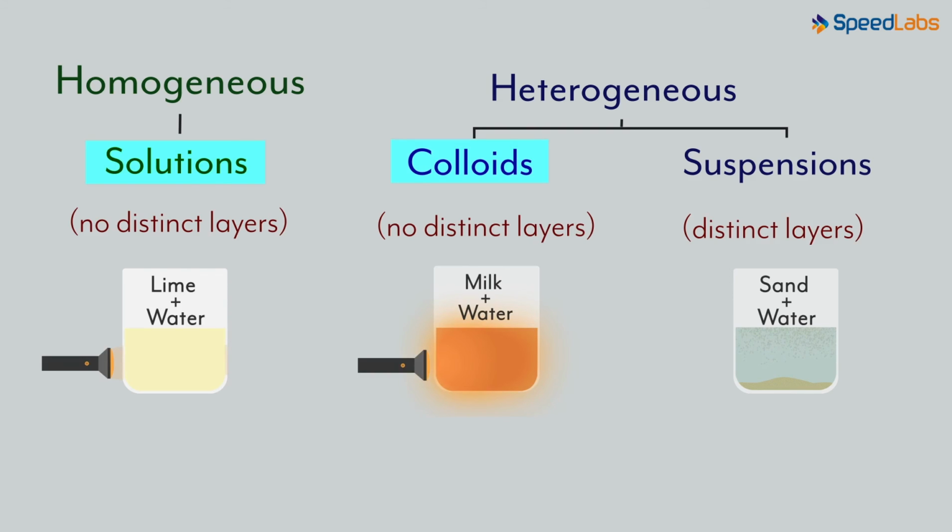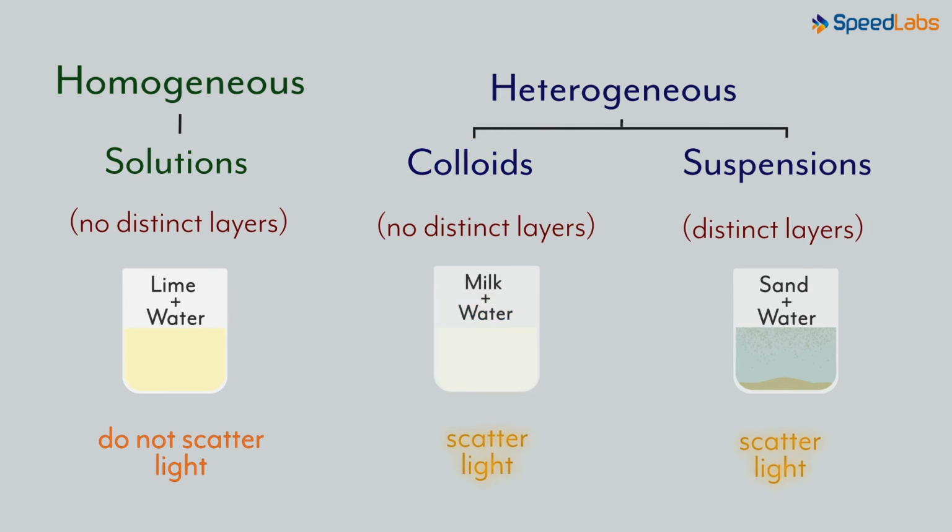The beam of light is the easiest answer. A solution will not scatter the beam of light, whereas a colloid will scatter a beam of light. With this, we have studied the three types of mixtures. We will look at some ways of separating mixtures in our further videos.